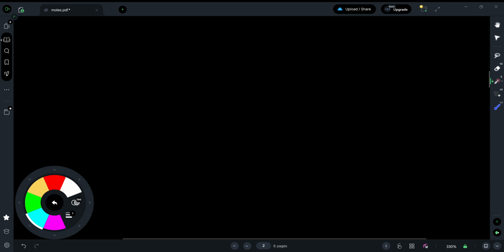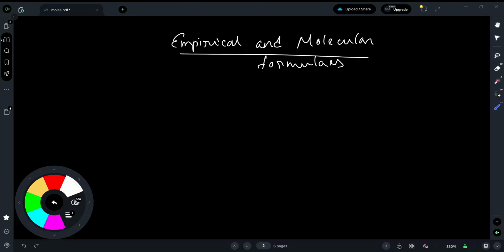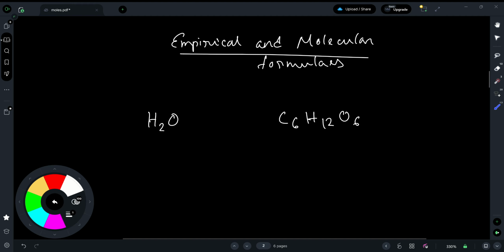Now let's go for empirical and molecular formulas. And these are just as I'll show. So I'm gonna write the formula of just two compounds. So this over here is water, and this, let's do glucose, C6H12O6. Okay, so let's start with these two.